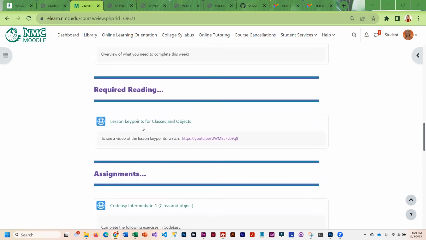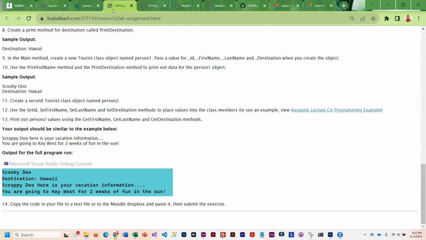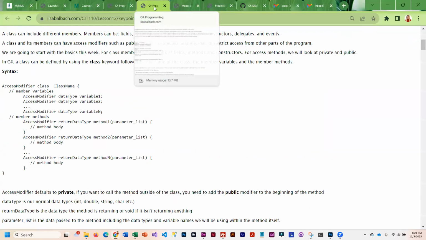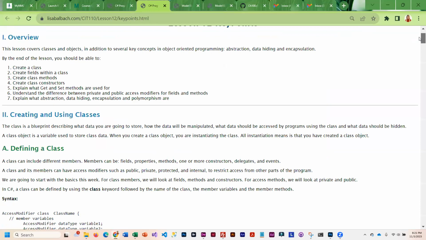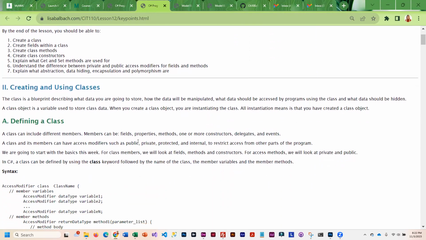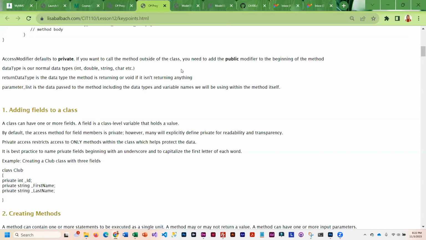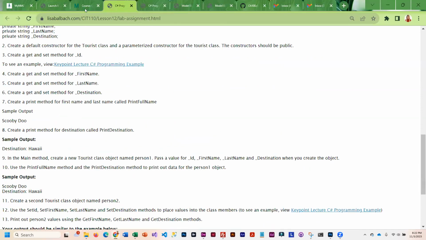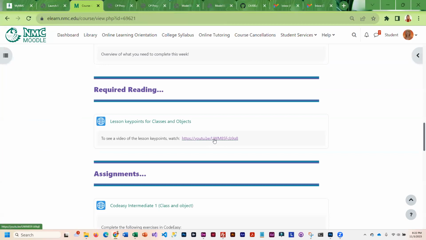So make sure you go through the required reading because this is foundations in object-oriented programming. And this is pretty important moving forward, that you understand classes and objects. And so the information is here with lots and lots of examples. And there is a video for you to watch. Okay, so make sure you go through that and that you understand that.